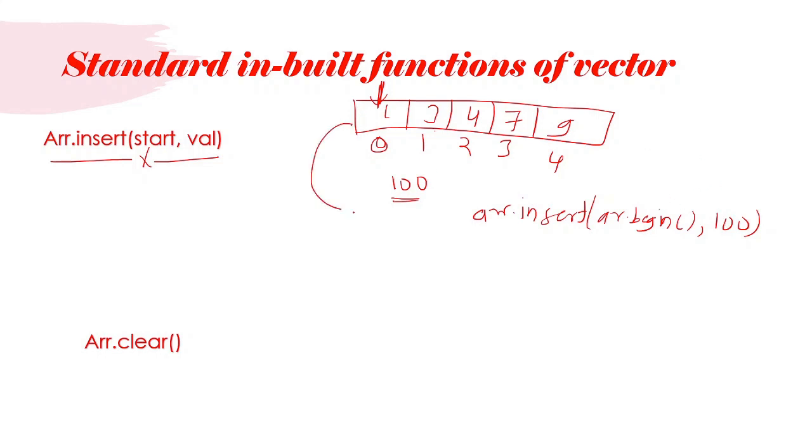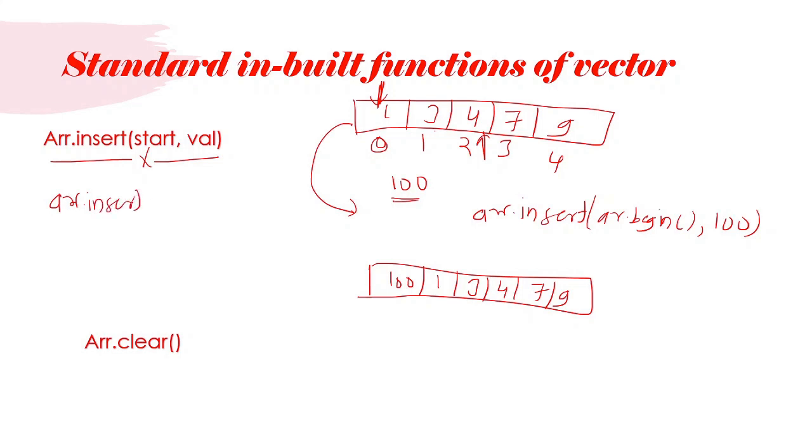So how will my array look now? At the begin we have inserted 100. So 100 will come first, then comes 1, then 3, then 4, then 7 and then 9. Now say for example at index 2 I want to insert an element. Simply how can I do it?